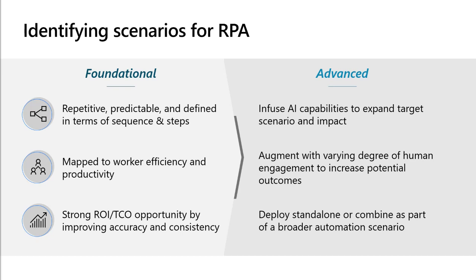So not only am I scanning my invoices, but I'm now also scanning my receipts and trying to match those up together using AI and automation. And so now I can start to piece all of these little pieces together and make a much more broad scenario for my automation.